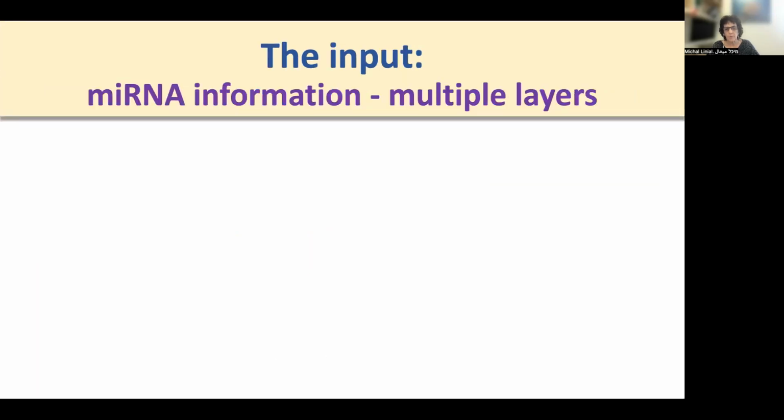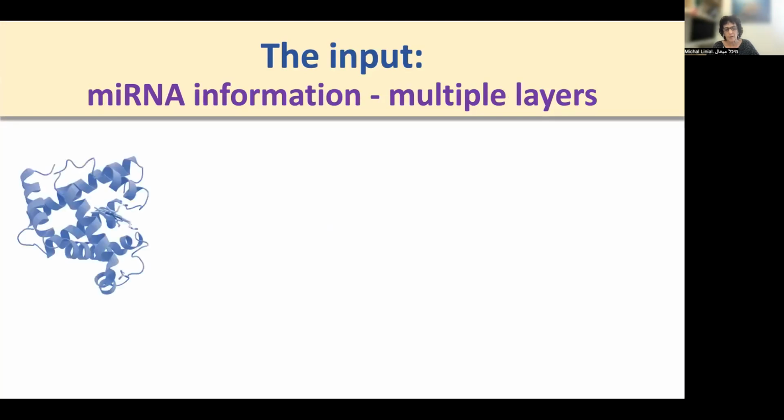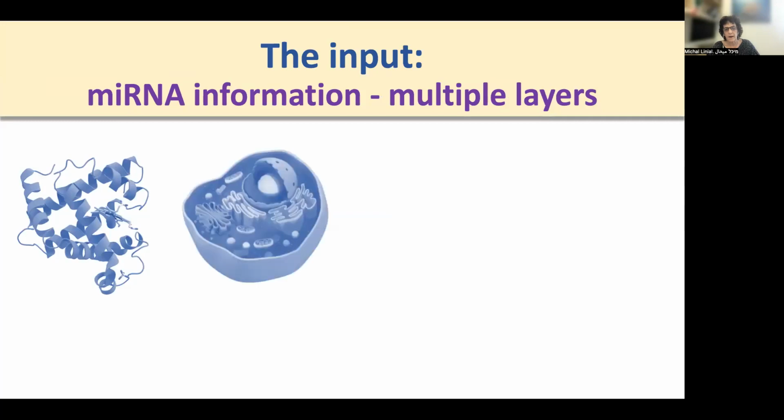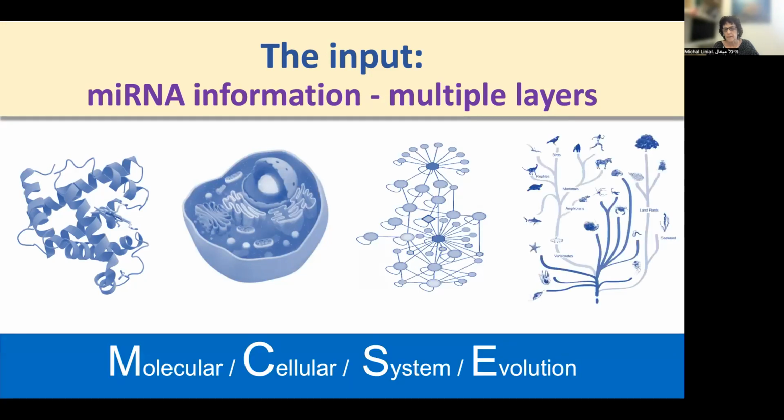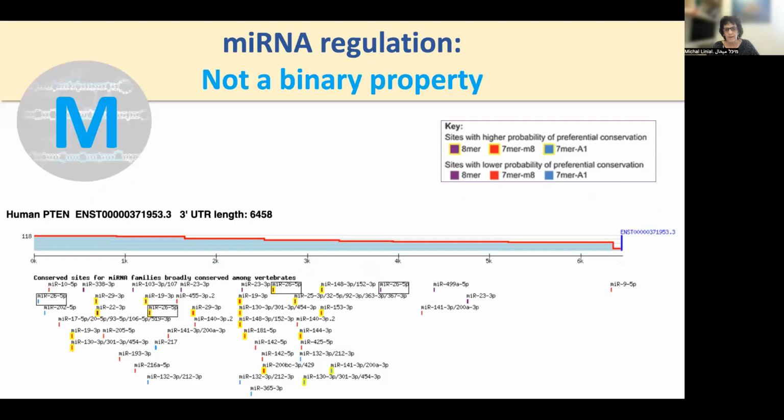So the input is really, microRNA comes in many different flavors: the molecular layer, the cellular layer, where and how many in a cell, the network itself, which is quite complex by itself, and some hints from evolution. So let's say something about the molecular level. This is an illustration from one of those many tools.